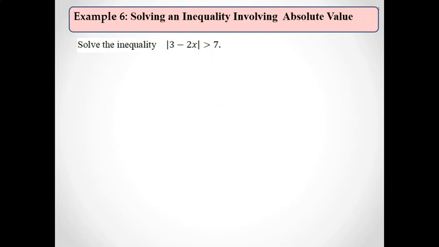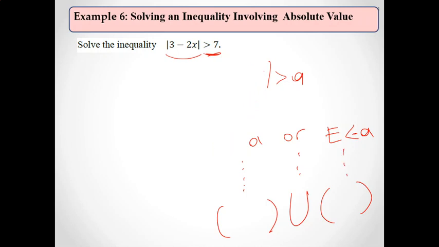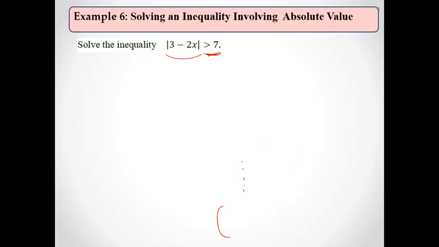Let's look at this example. Now in this case, the absolute value is bigger than, so if you remember, if it is bigger than some number, you say E bigger than A, or E less than minus A. Then you solve it, you get the intervals, and you put the union here. Okay? Now let's see how it is done.